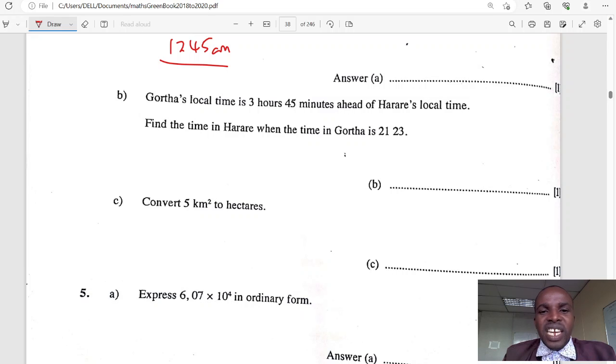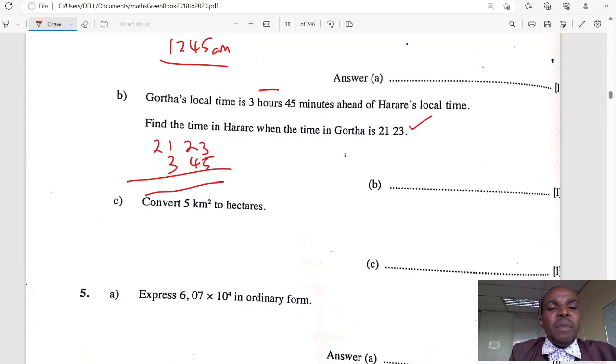Find the time in Harare when the time in Gota is 21:23. So this time in Gota is 3 hours 45 minutes ahead of Harare. So to find the time in Harare when the time in Gota is this one, you subtract 3 hours 45 minutes, right? So you subtract time. So you say 21:23 minus 3 hours 45 minutes.